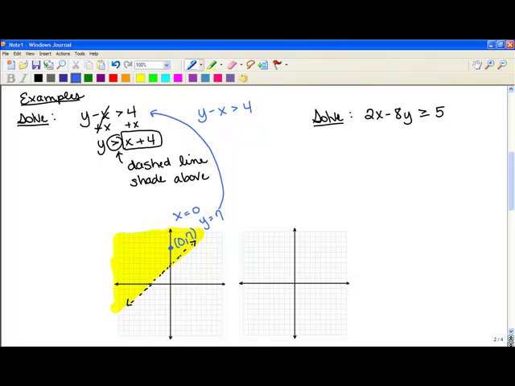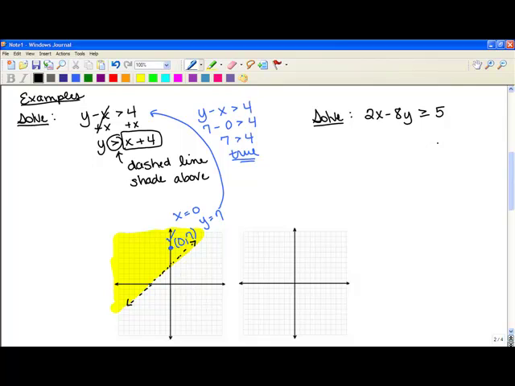The original inequality was y minus x greater than 4. I'll plug in the numbers for my test point, 7 and 0, and you see that this inequality is true. Therefore, this point is valid as an answer to the inequality, as are the other points in the highlighted area. Now let's work another problem.